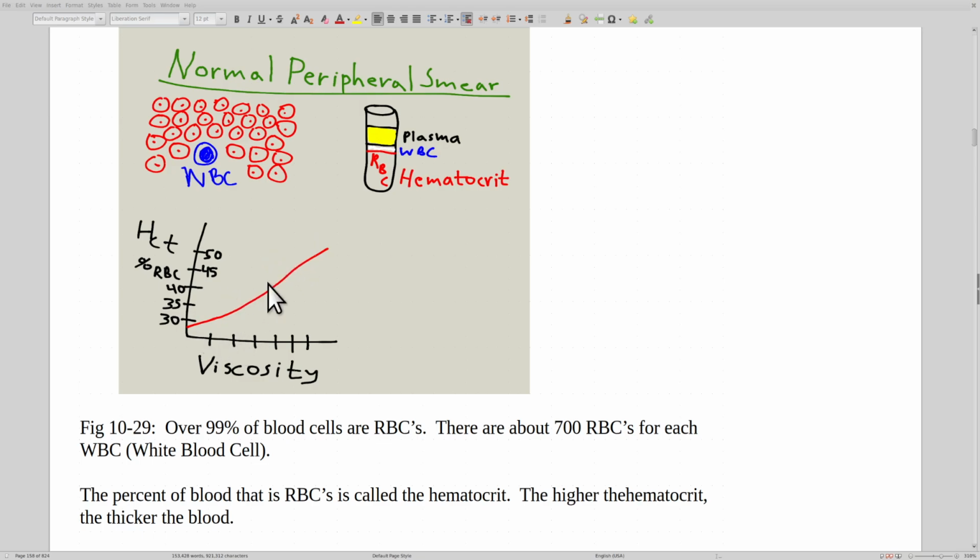And this is just showing the higher the hematocrit, the thicker the blood will be. The higher the blood viscosity, the more prone it'll be to clotting. Thicker blood, pressure goes up.